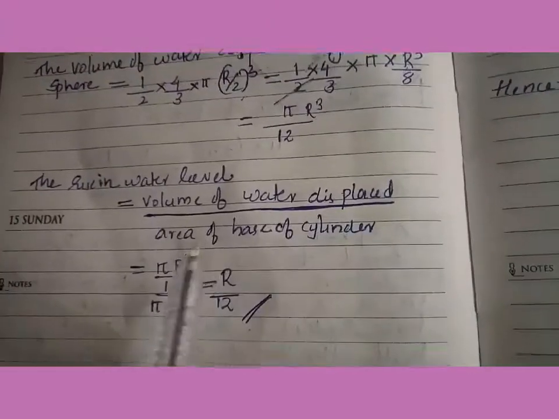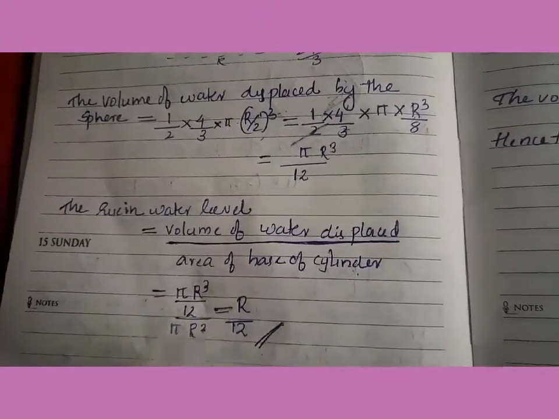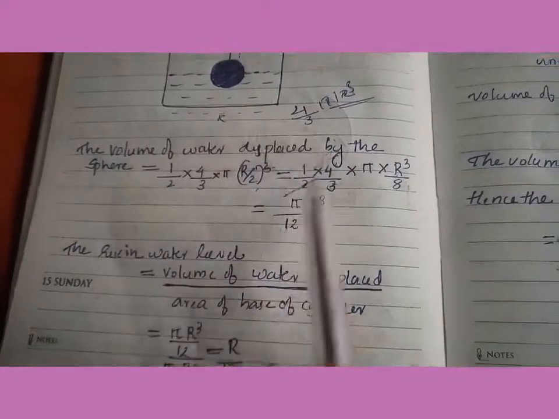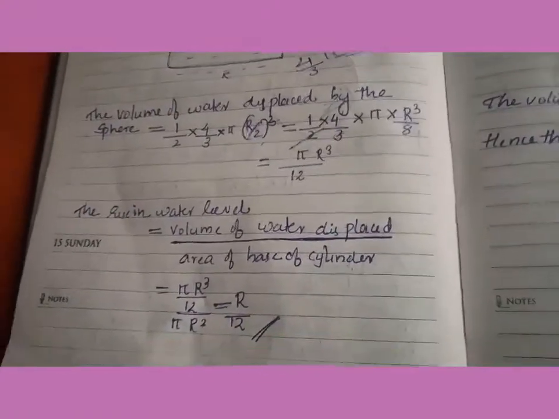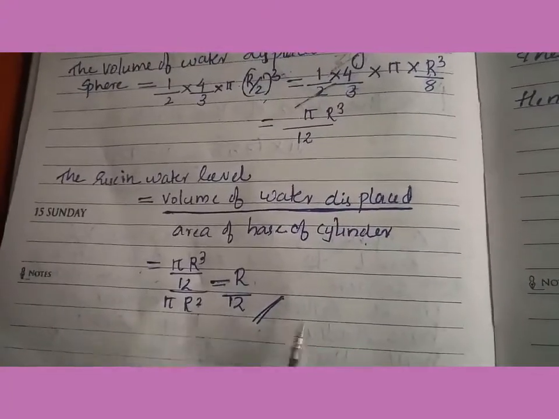The rise in the water level is the volume of water displaced divided by the area of the base of the cylinder. You should remember this. So we have pi r cube by 12. Here the base radius of the cylinder is given as r. So pi r cube by 12 divided by pi r square, that is r by 12 is the answer.